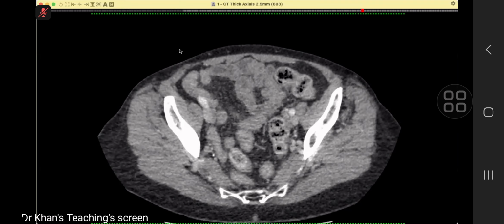This is a 65-year-old female with abdominal pain. On ultrasound, a large mass was picked up, and CT chest, abdomen, and pelvis was advised. The chest part is not relevant. I'm just showing you the abdomen part. Over to you.